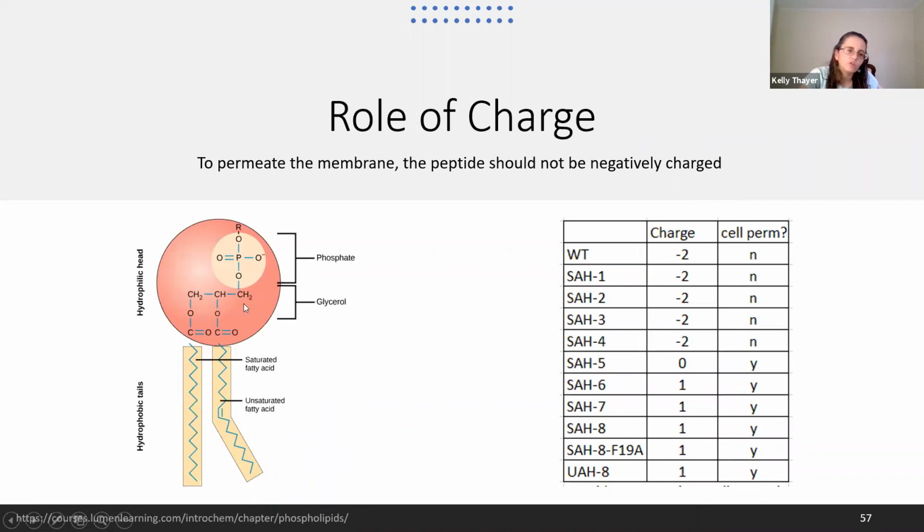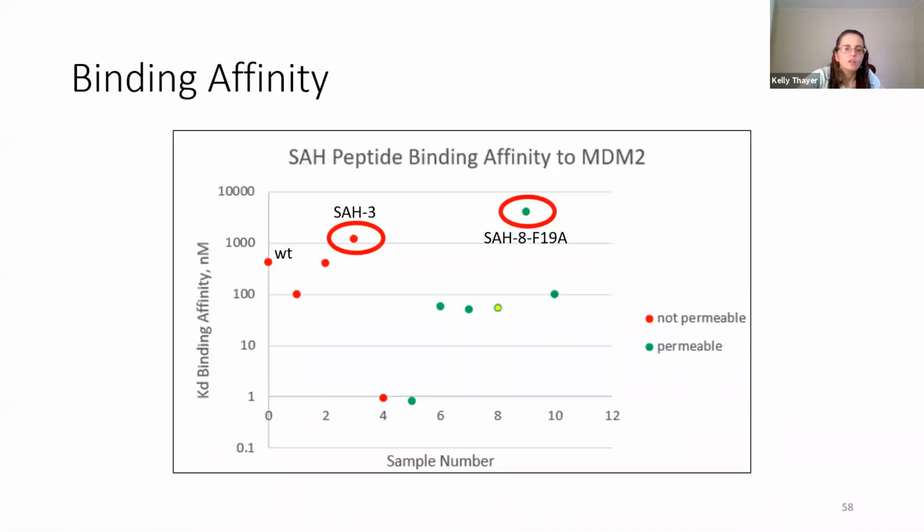This is just a depiction of the fatty acids in the lipid membrane. So here what we're going to do is we're going to have our sample number, so just the peptides that we studied versus the binding affinity, and then we could say, well, do we have any trends here? We see that we have SAH3 and, all right, SAH8 is the one that we know actually worked. This is our winner peptide. That one is permeable.